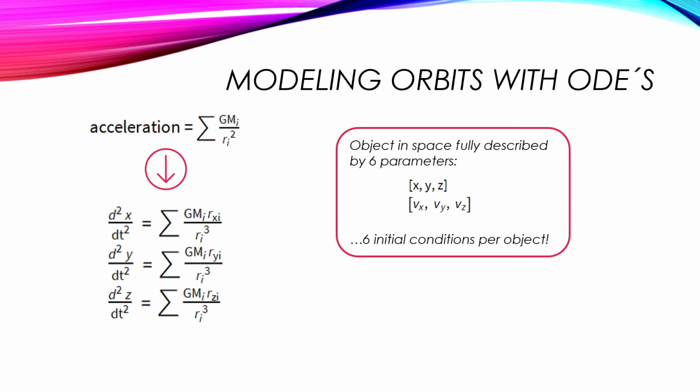The initial model coming out of this was relatively simple. All I had to do was account for the acceleration due to gravity based on the interactions between all the objects. So every single object would bring 3 second-order ODEs to the table describing its acceleration in the 3 Cartesian dimensions. And since an object in space is fully described by 6 parameters, this aligns up really nicely with having a system of 3 second-order ODEs.